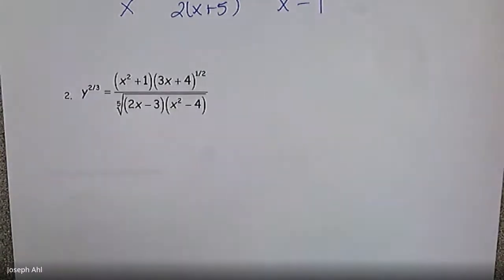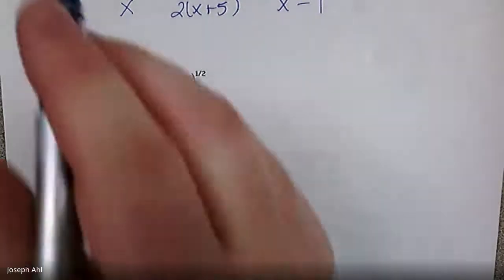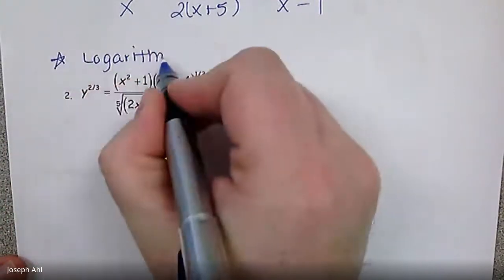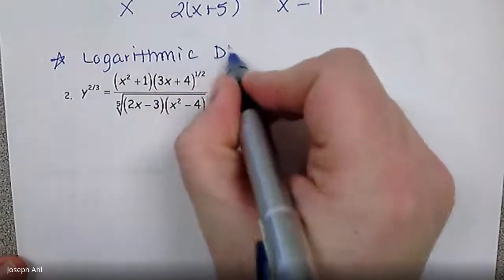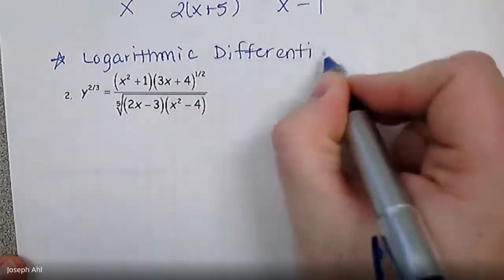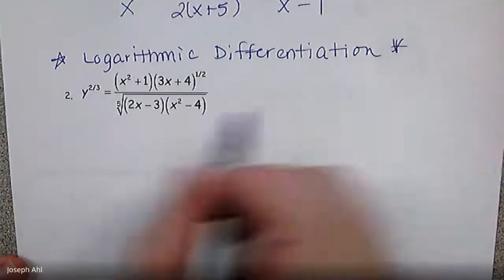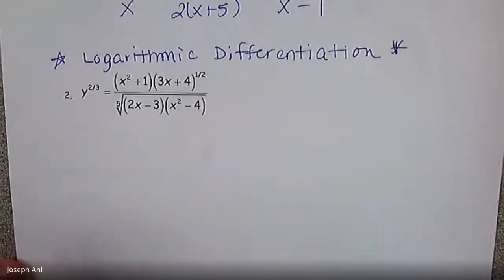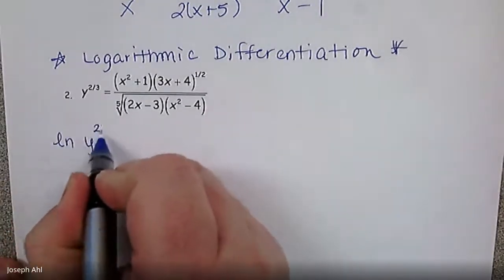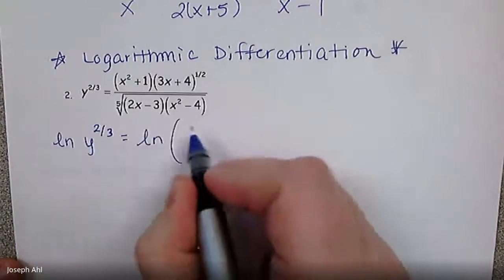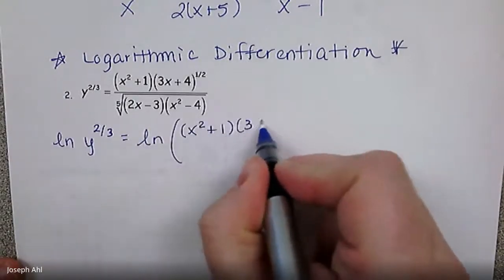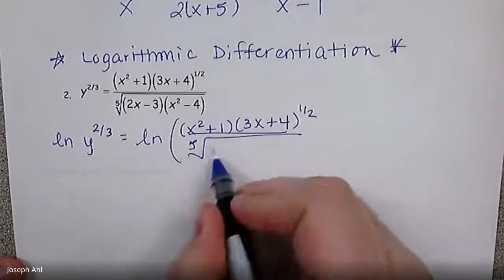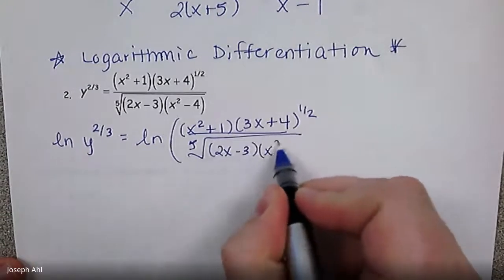Okay. So here's the thing. If there's no natural log already there, why don't we introduce the natural log? This is truly what logarithmic differentiation helps us to do. So logarithmic differentiation. We're going to start in this example by taking the natural log of both sides. When you have a derivative that looks as complicated as this one does, let's take the ln of y to the 2/3 and the ln of x squared plus 1, 3x plus 4 to the 1/2. And then the bottom is the 5th root of the product, 2x minus 3 and x squared minus 4.